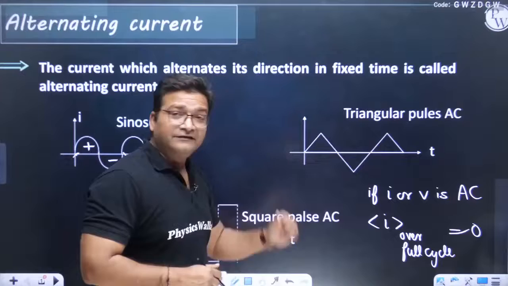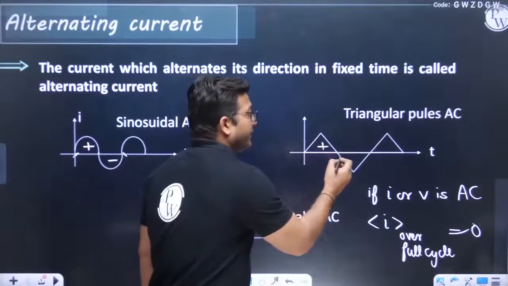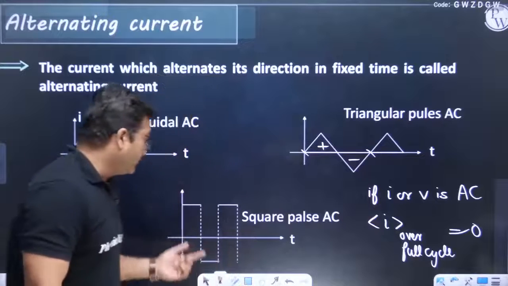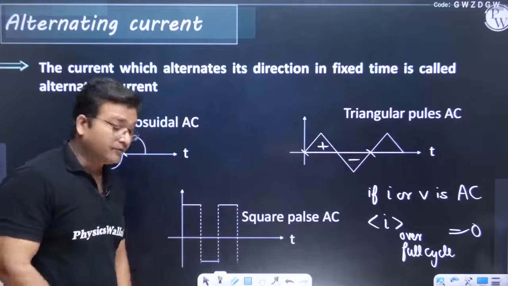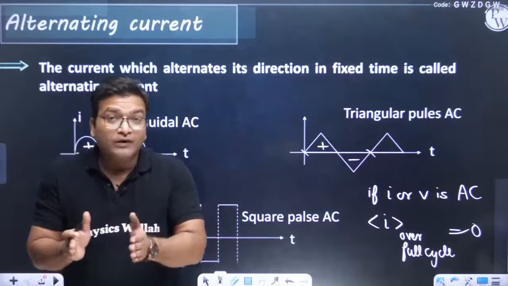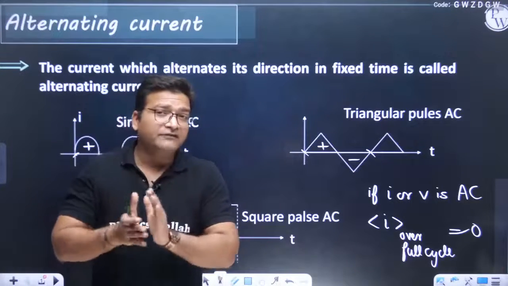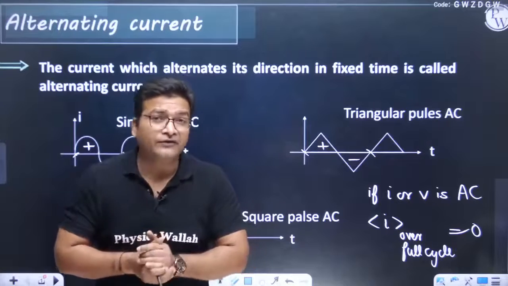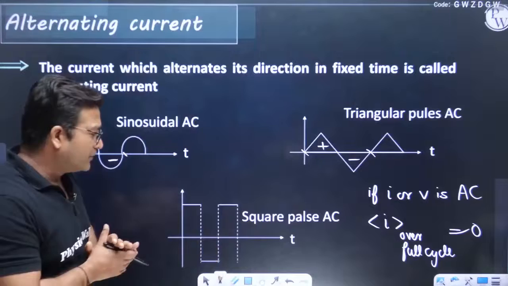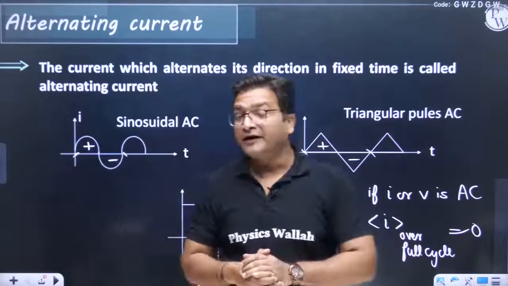In triangular pulse AC also we have positive and negative. So for one cycle the average is 0. Here also, for one cycle the average is 0. So if an alternating quantity has its average over a cycle equal to 0, then we say it is alternating, but also it must repeat its shape continuously. Okay, so this was all about the definition of alternating current.